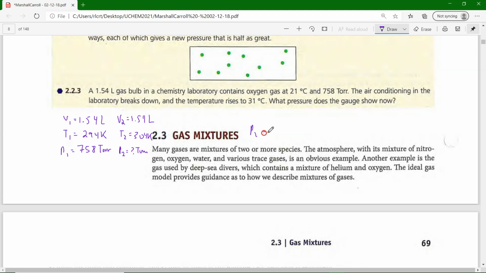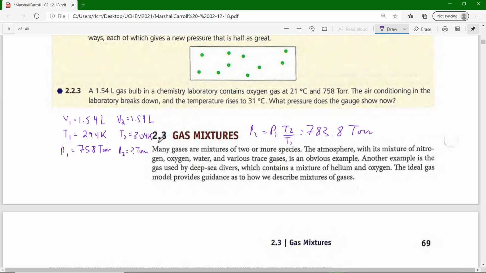So P2 is P1 T2 over T1. So 758 times 304 divided by 294 gives 783.8, and that's in torr. Remember, the section exercises are at the end of the chapter. So 784 torr. What do you say? 783.8, that's good enough.